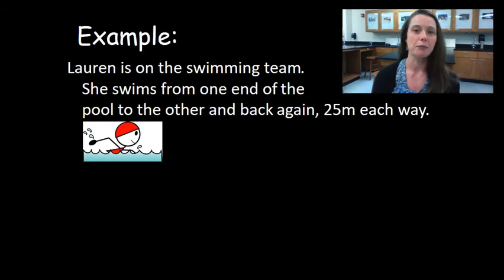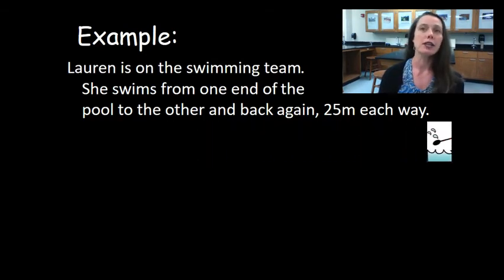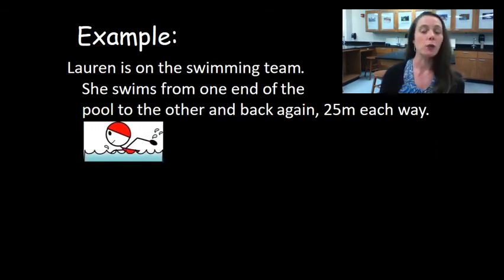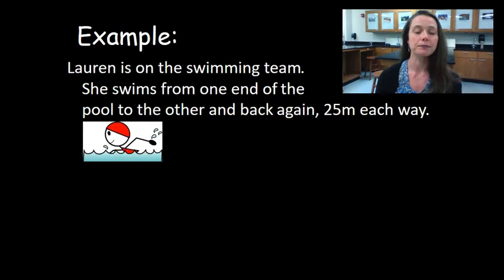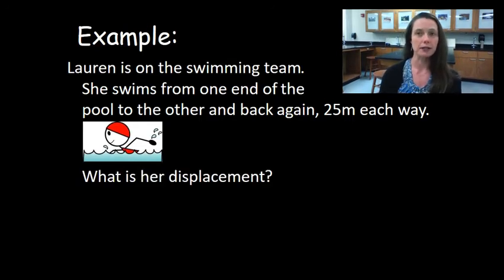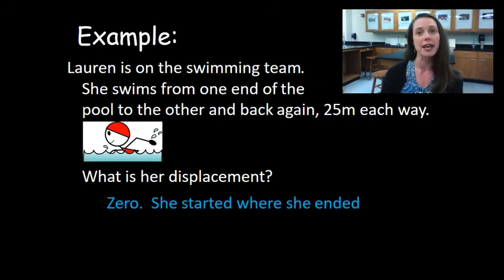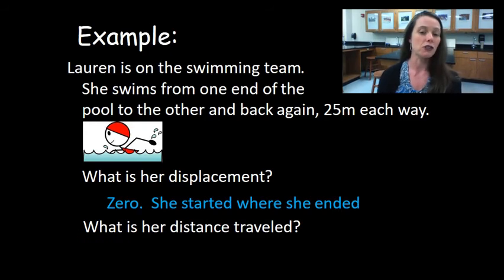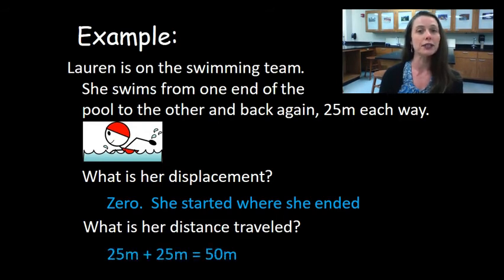Let's consider an example. Let's say Lauren is on the swim team, and during practice, she swims from one end of the pool to the other and back again. Each way is 25 meters. What is her total displacement? Well, in this case, her displacement is 0 because she ended exactly where she started. What is her distance traveled? Well, she went 25 meters one way and 25 meters back for a total distance of 50 meters.